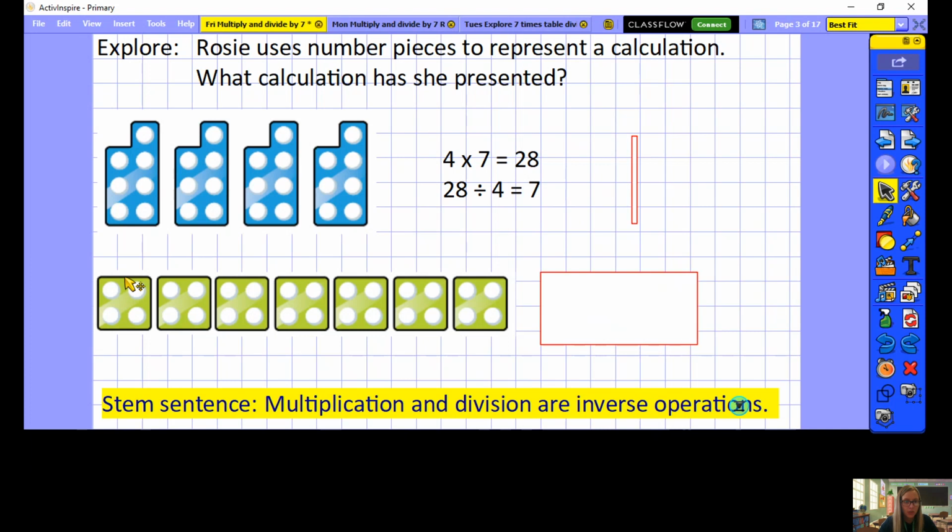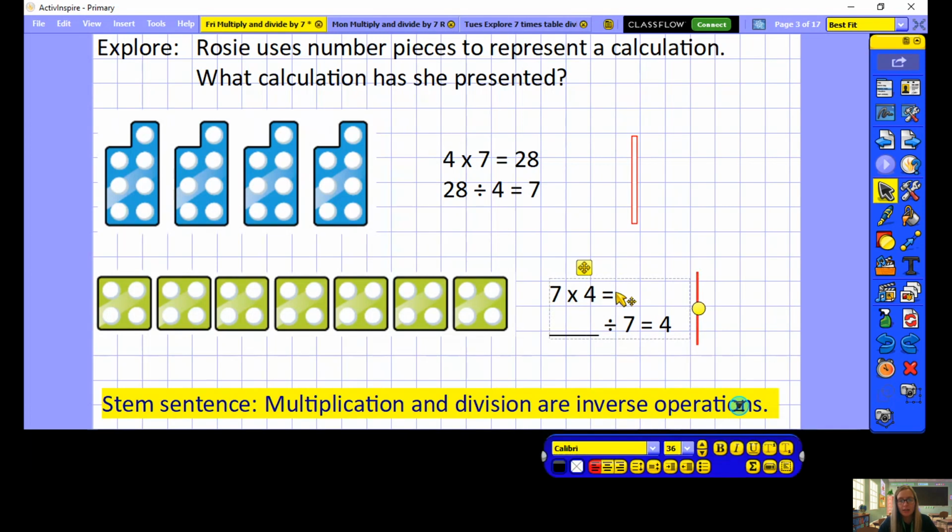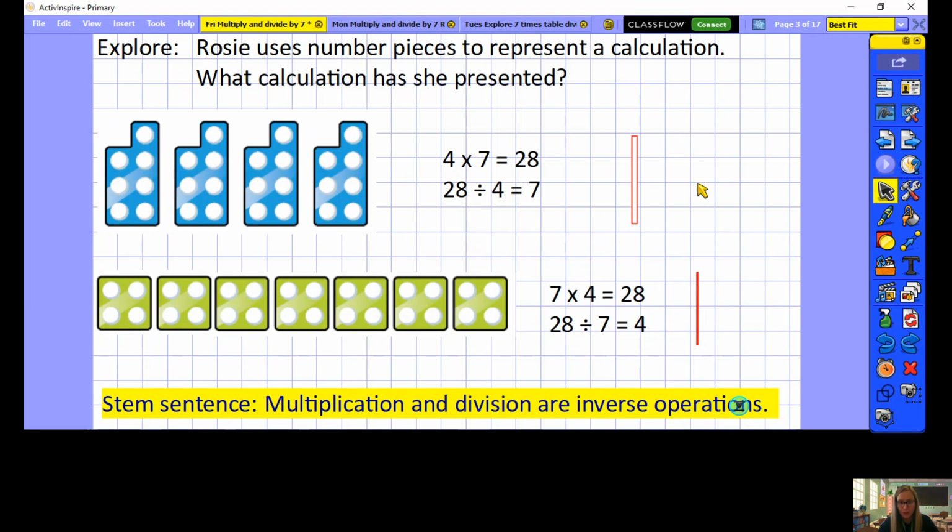OK, so underneath, let's look at this one. So let's see, how many groups have we got altogether? So we've got 1, 2, 3, 4, 5, 6, 7 groups again there. So 7 groups, and this time there are 4 in each group. So I can do 7 multiplied by 4. We've used exactly the same numbers, but you can see how it's represented in two different ways. So 7 times 4 is also 28. And then the division, the inverse, is 28 divided by 7 equals 4.